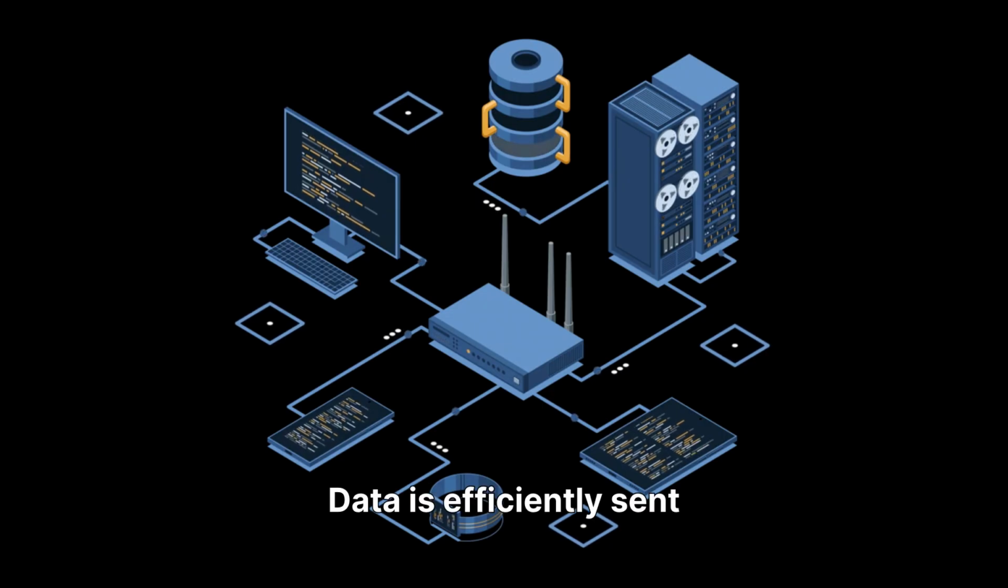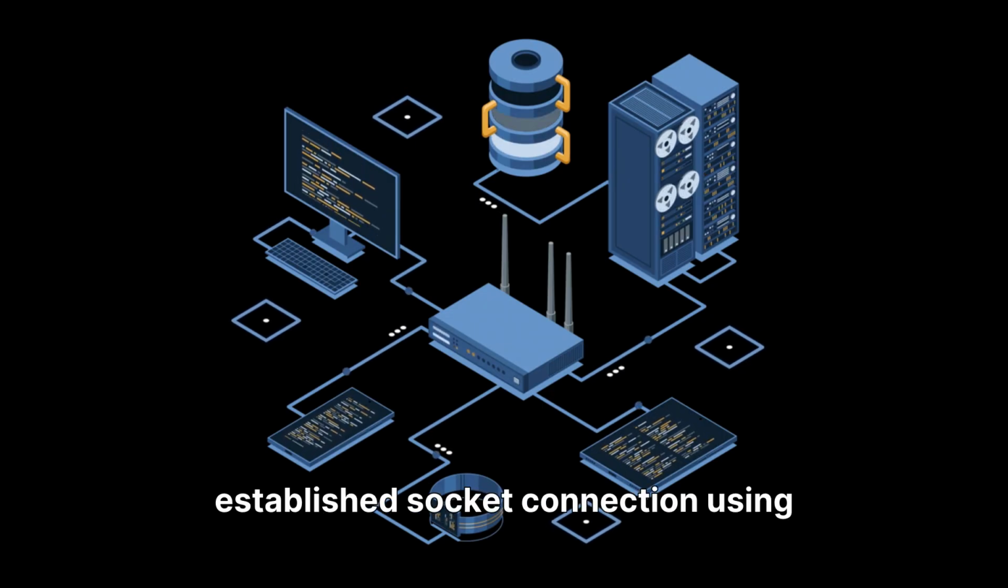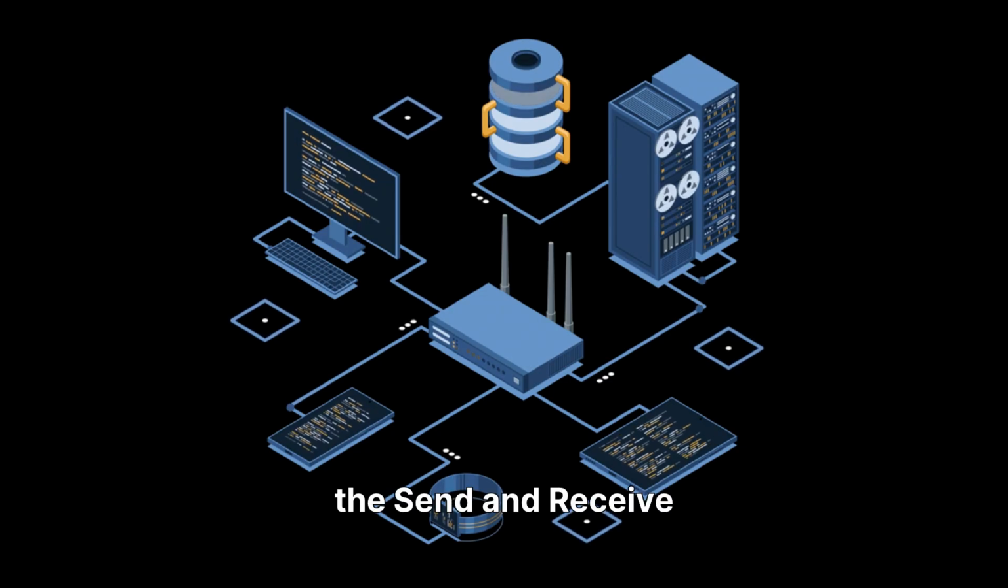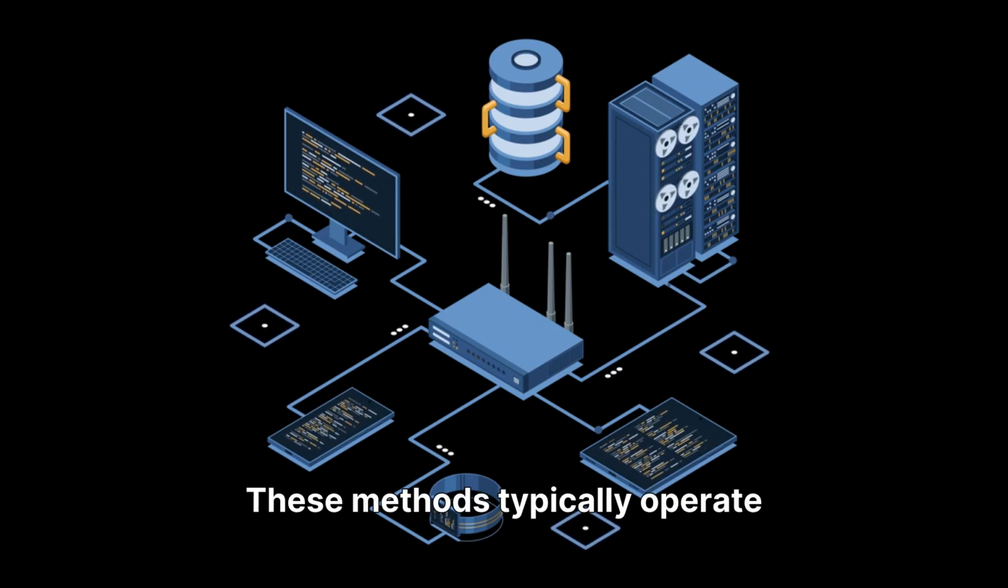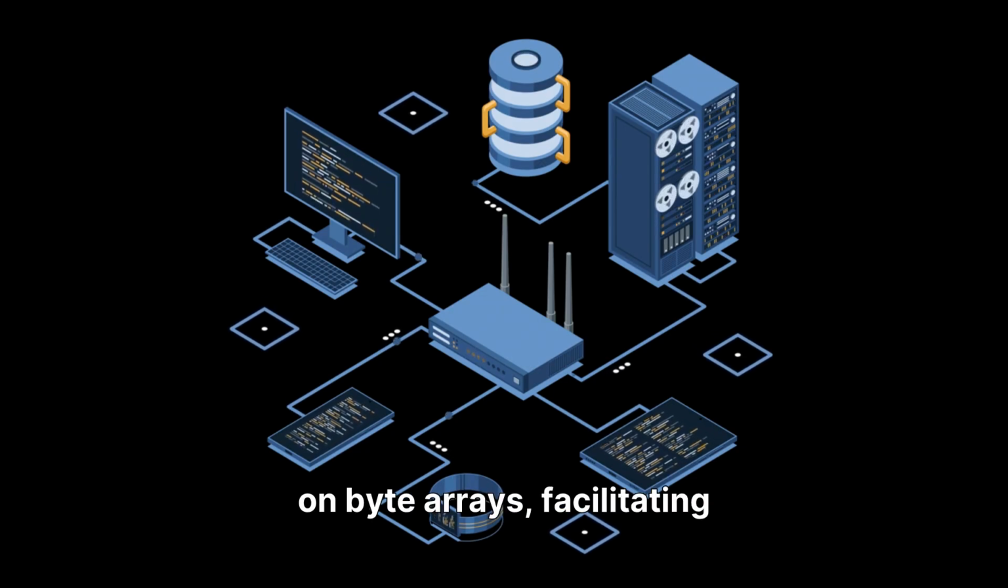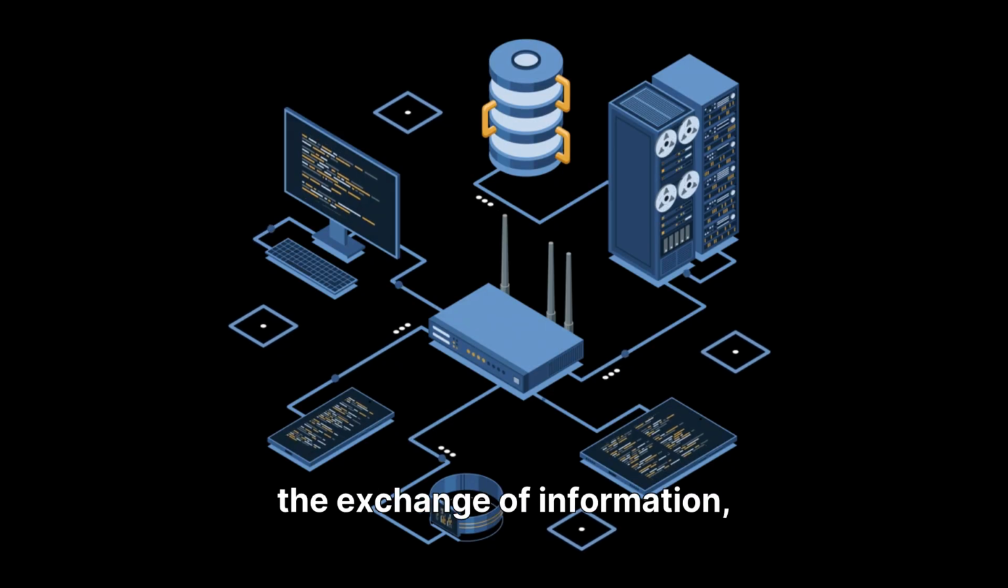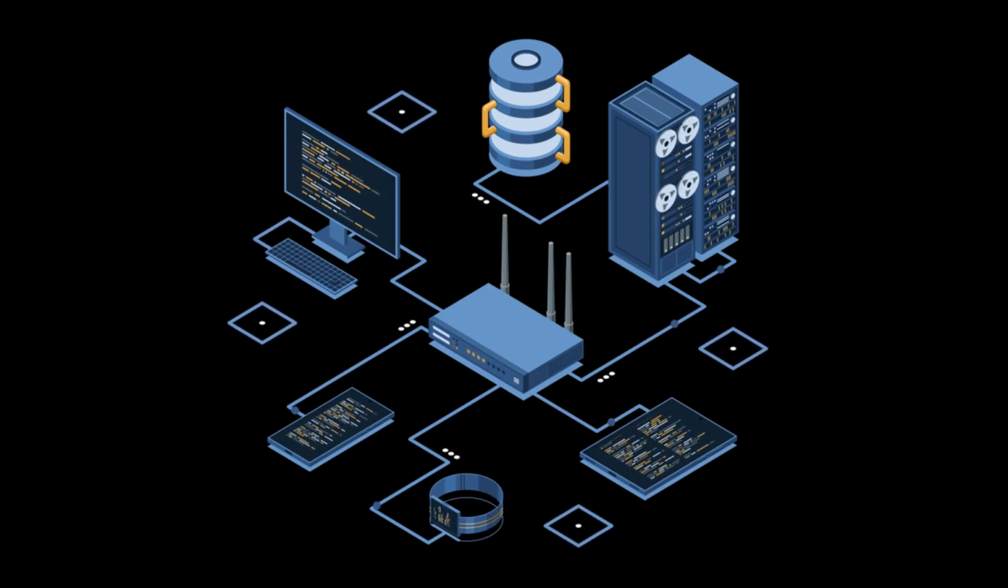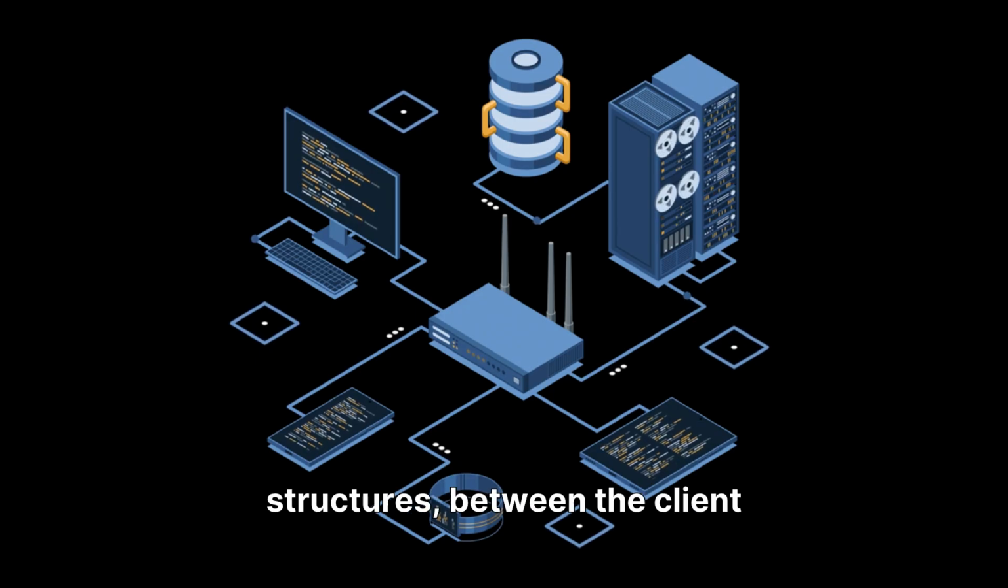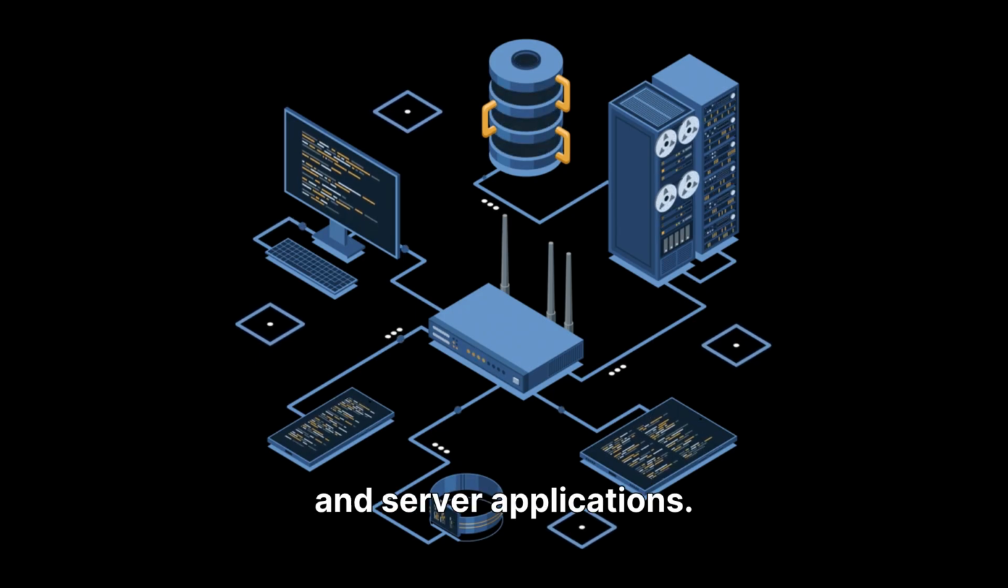Data is efficiently sent and received over the established socket connection using the Send and Receive methods. These methods typically operate on byte arrays, facilitating the exchange of information, such as simple text messages or complex data structures, between the client and server applications.